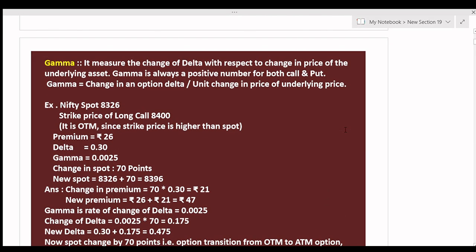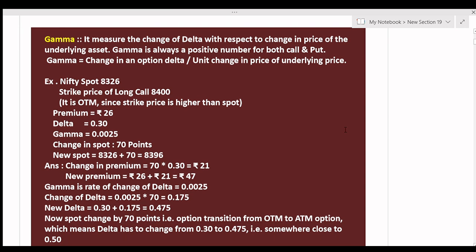Gamma measures the change of delta with respect to change in the price of the underlying asset. Gamma is always a positive number for both call and put. Gamma is equal to change in option delta per unit change in price of the underlying asset.